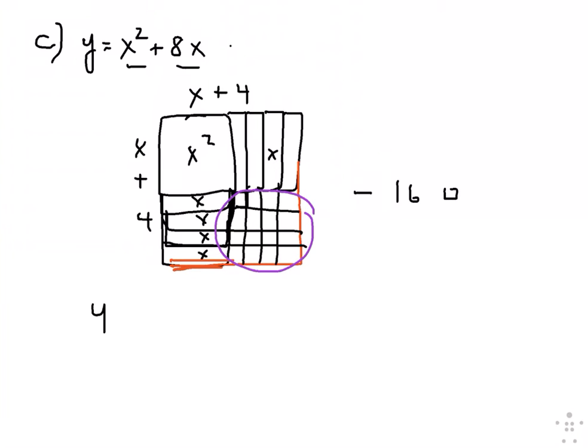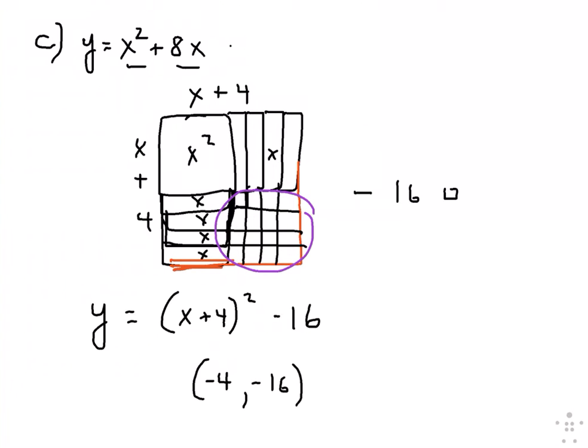So now my equation in vertex form is x plus 4 squared minus the 16, right? So h is negative 4, and y is negative 16, or k. So the vertex is at negative 4, negative 16. And let's do the last one.